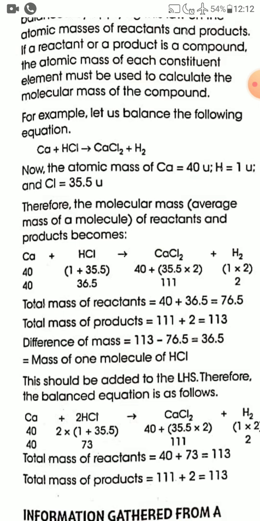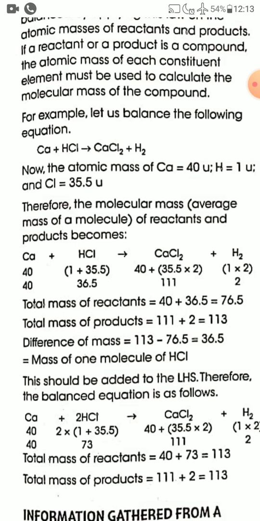is 40 plus 35.5 into 2, that means 111. And the molecular mass of the hydrogen molecule, H2, is 2 into 1, so 2. So according to the unbalanced chemical equation, after calculation of the molecular masses of all reactants and products, it becomes calcium 40, HCl 36.5, calcium chloride CaCl2 111, and hydrogen 2.